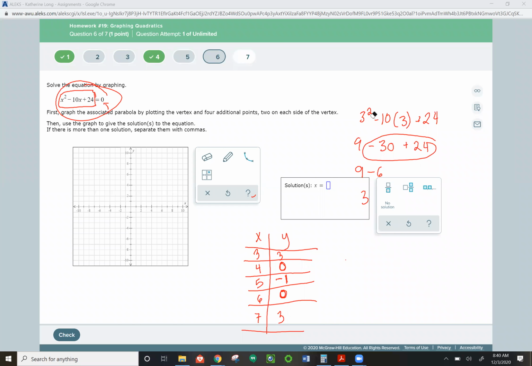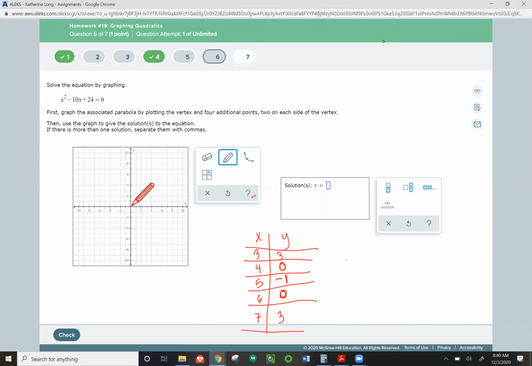Okay, so now that we have our XY chart all filled out, let's go ahead and plot our points, and then we'll also draw the parabola. So we have our vertex is 5 on the x-axis, 5, negative 1. And then at 4, it's 0, and so is at 6. All right, and then at 3, it's 3. And at 7, it's 3 as well. Okay. All right. Connect those dots.